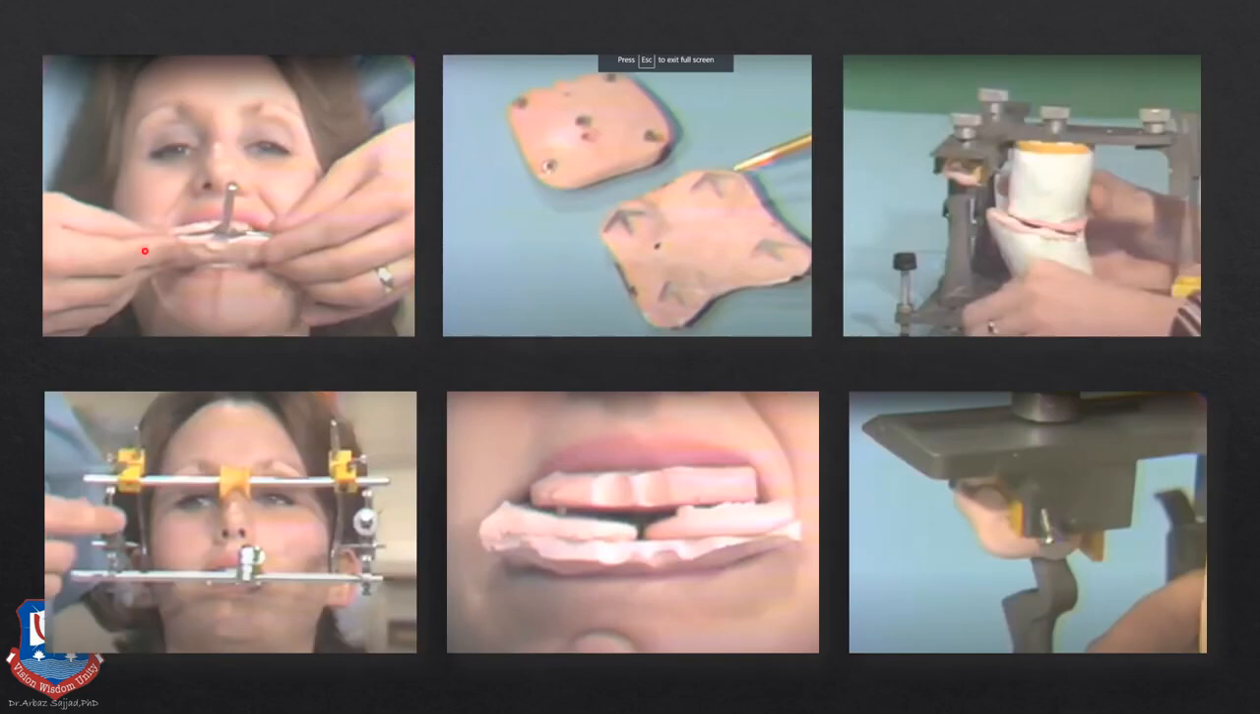So here you can see that first, just like we do a facebow transfer using a bite fork, the impression material is attached on the bite fork and the facebow transfer is done using the bite fork. This is to mount the maxillary model on the cast on the articulator.